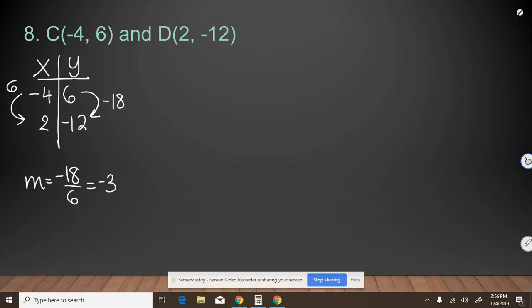Now we start finding the rest of the equation. So we know it's -3x plus b. We pick one of those points and plug it in. So I can't really avoid having a negative this time. So I'm going to plug in the c value.